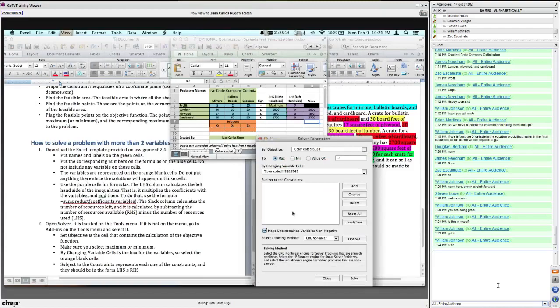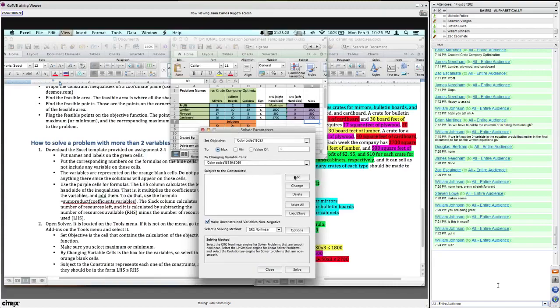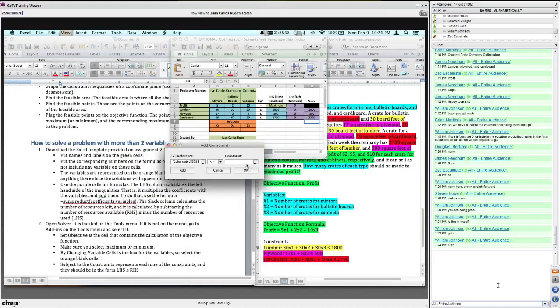Okay, so for the constraints, what you need is LHS, the calculation, less than or equal to the number of resources available. Okay, so now add. So this is going to be LHS is less than RHS. Add. LHS is less than or equal to RHS. Add. LHS is going to be less than or equal to RHS.